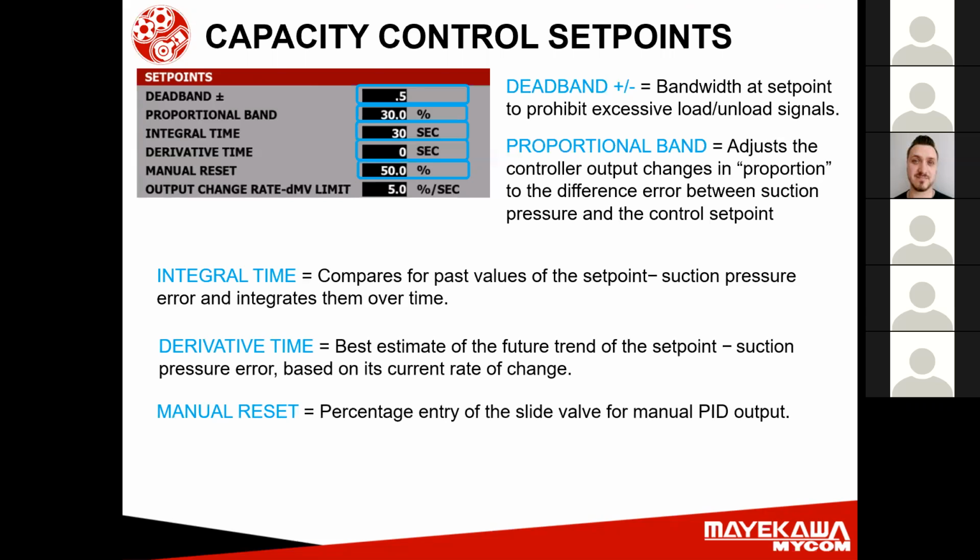Manual reset is a percentage entry of the slide valve. When the integral time and derivative time are both set to 0, and the error between the suction pressure and the control set point is equal to 0, the PID controller uses this value as the PID out percentage.